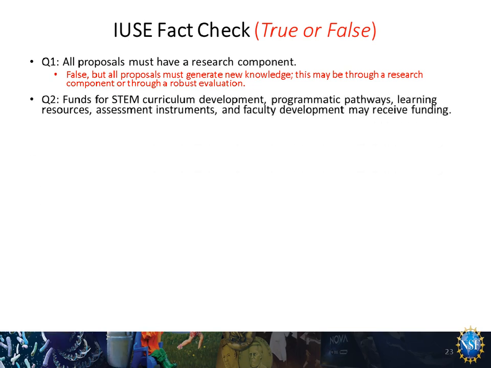Okay, second question. Funds for STEM curriculum development, programmatic pathways, learning resources, assessment instruments, and faculty development may receive funding under the IUSE solicitation. Absolutely true. I know everyone got that one correct. That's what we're talking about today. IUSE is purposely a very broad program, and any of these ideas would be eligible under IUSE. And almost anything that you can think of with regards to improving undergraduate education would be eligible for an IUSE submission.